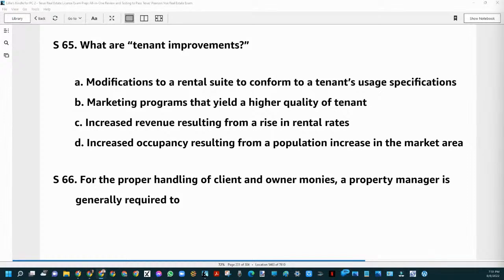This one should be hopefully an easy one. We're helping a tenant, right? And a tenant decides to do some improvements. They're renting a house or an apartment, a condo, a townhome, a boat, anything. A modification to a rental suite to conform to a tenant's usage specifications. Of course, the landlord can make that on the request of the tenant, especially if they're a disabled tenant, okay? Or the tenant can do them on the approval of the landlord.